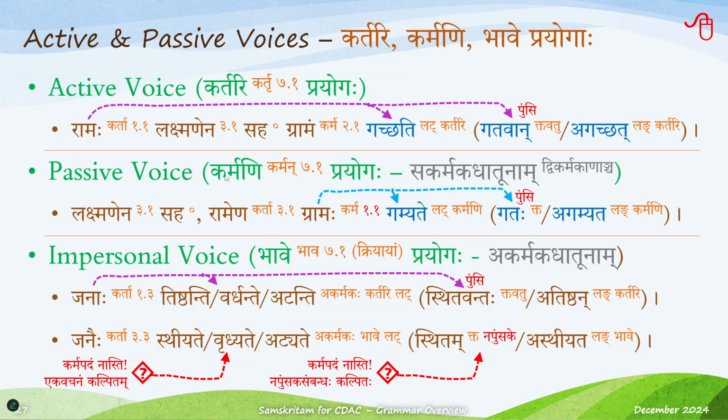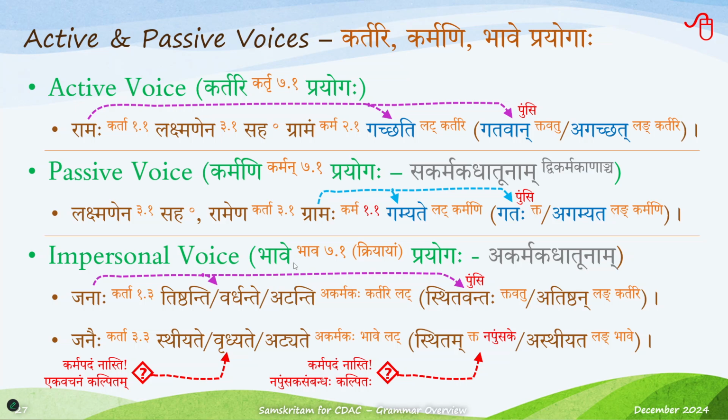In Karmani, the Kriyapada sits on the Karma Shabda. What do we mean? It varies to track the Karma Pada. In the active voice it tracks the Kartrupada or Karta. Here it tracks the Karma. In Bhave, there is no Karma. Bhave comes into force when there cannot be a Karma. What do you mean by there cannot be a Karma? For example, Ramaha Pathati. Ramaha Pustakam Pathati. There is a Karma, Pustaka, as the object of reading.